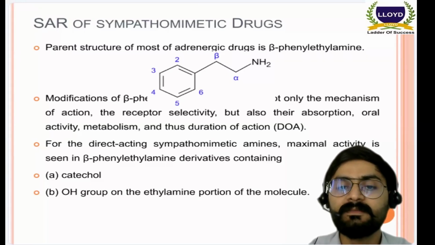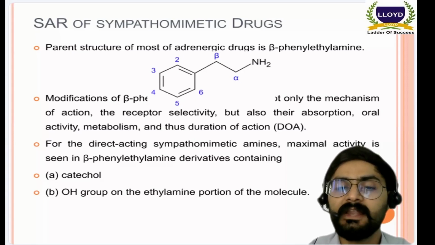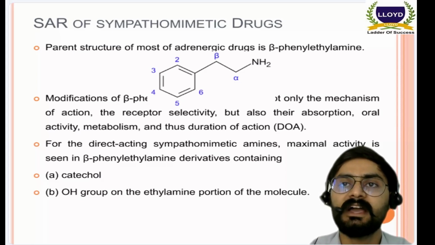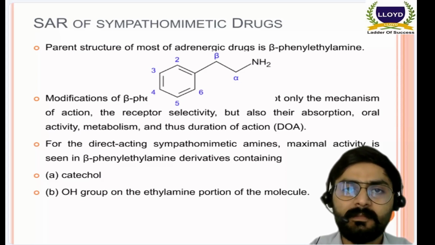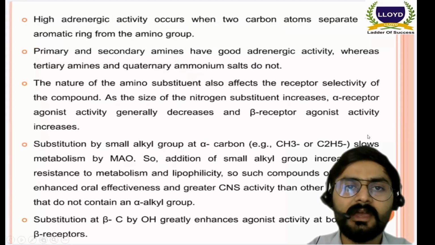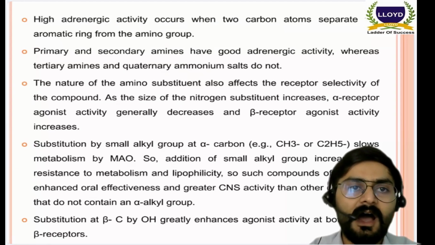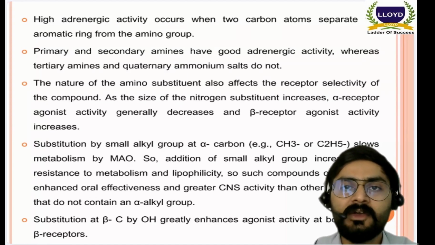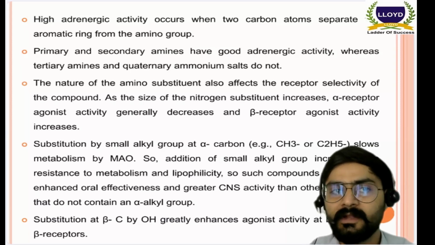For the direct acting sympathomimetic amines, maximal activity is seen in beta phenylethylamine derivatives, which contain the catechol moiety and OH group on the beta carbon of the side chain. So, one by one, we discuss the basic structure modification in the catecholamines or in beta receptor agonists, or basically, we just say the adrenergic agonists. High adrenergic activity occurs when the aromatic ring and amino group are separated by two carbon atoms.